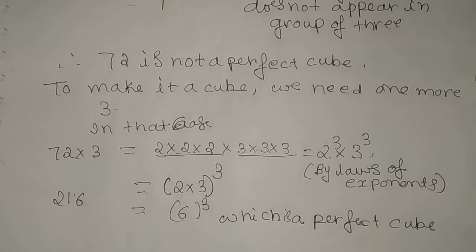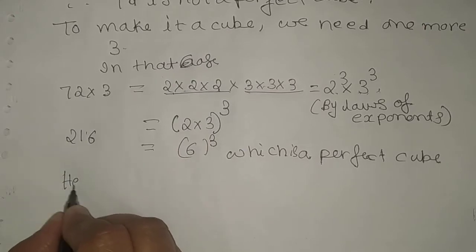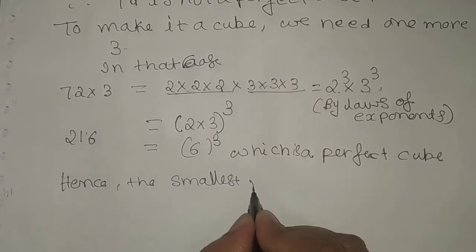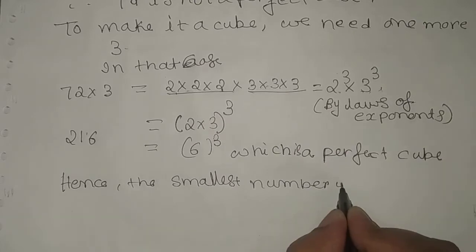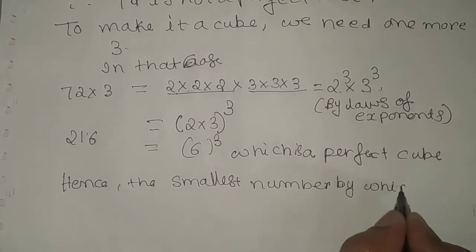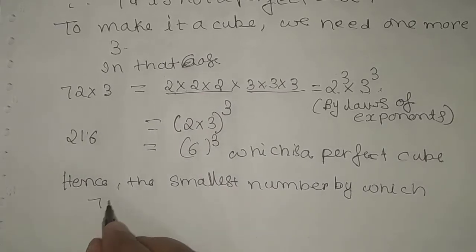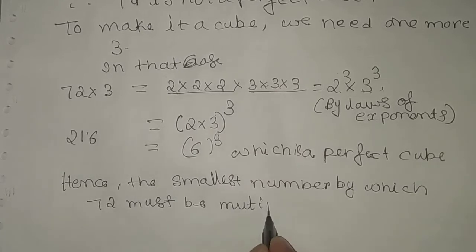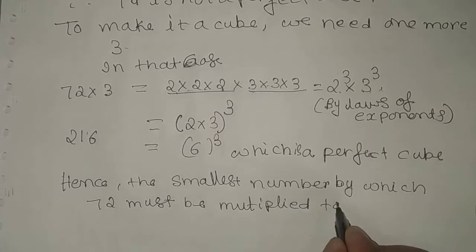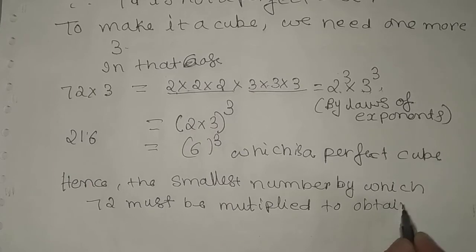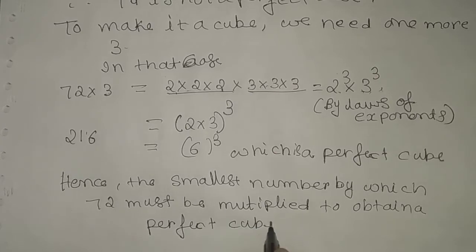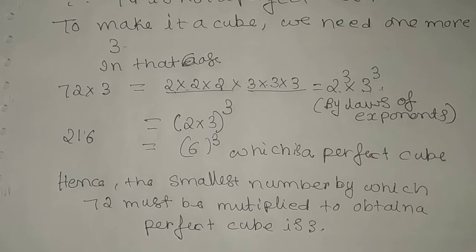So perfect cube. Hence what we write? One more statement is left out. Hence the smallest number by which 72 must be multiplied to obtain a perfect cube is 3. So this is the solution.